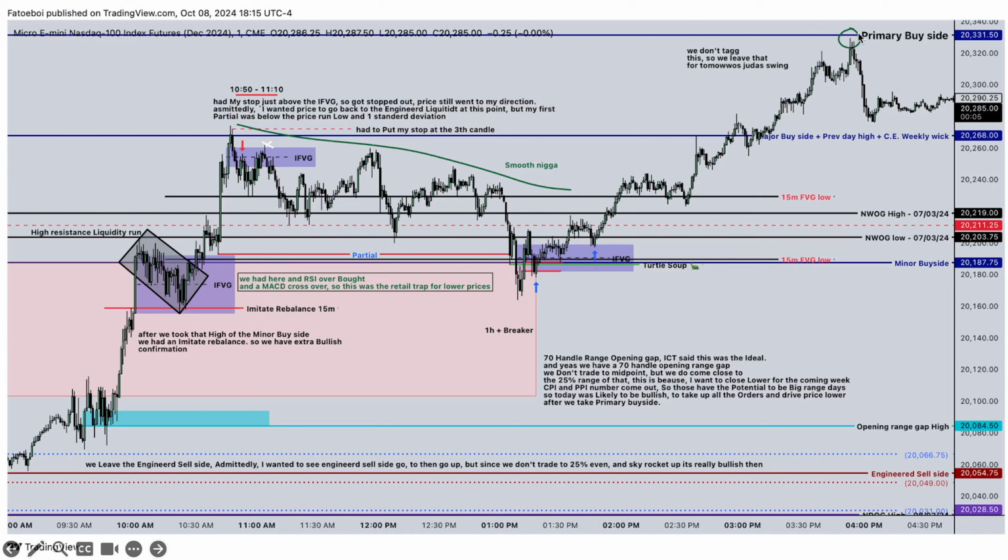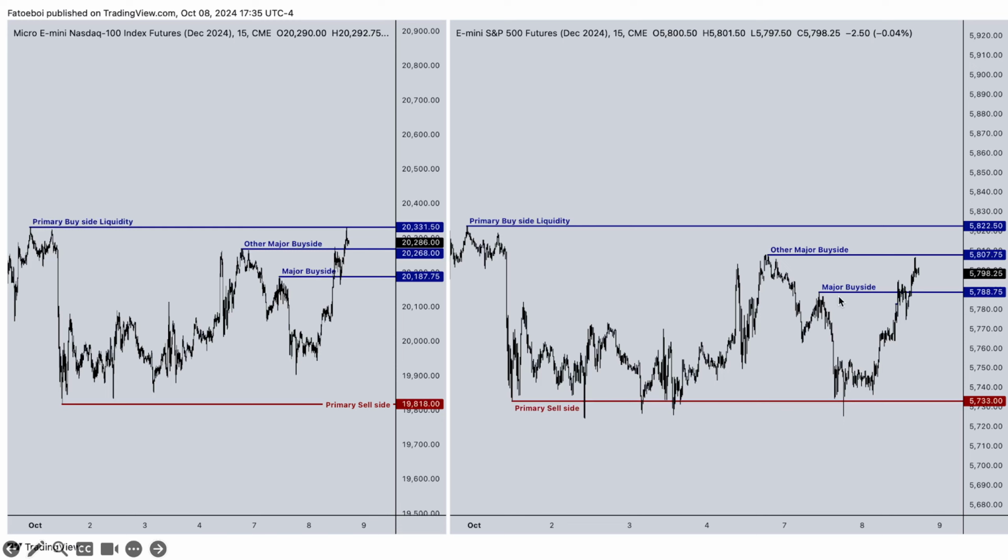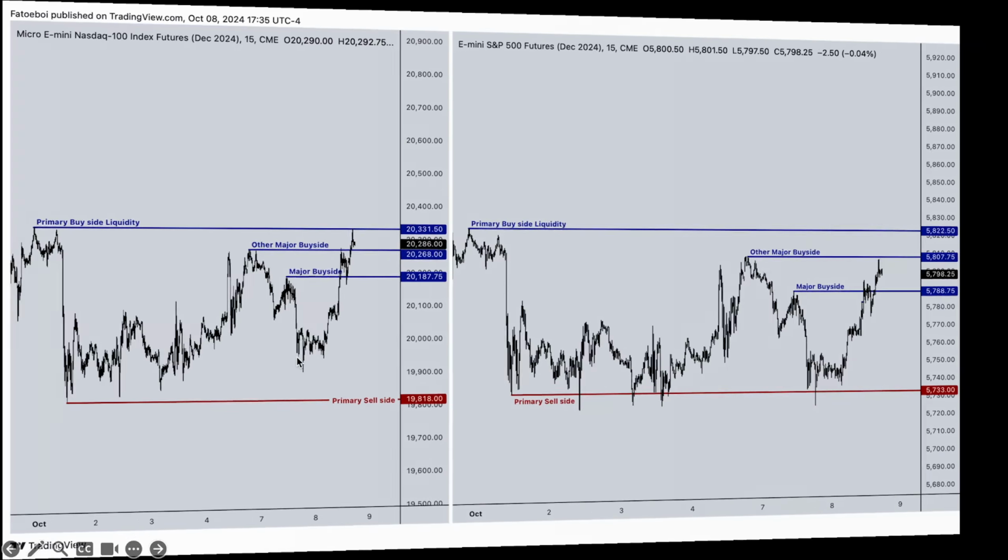So this is the price delivery. This is the Nasdaq. This is the S&P. We have primary buy side liquidity being tagged, almost tagged today. We have major buy side liquidity that's tagged. And then we have other major buy side, the one above, that's not tagged, in the EQ. But what is tagged is the primary sell side, and this is clean open at the Nasdaq.